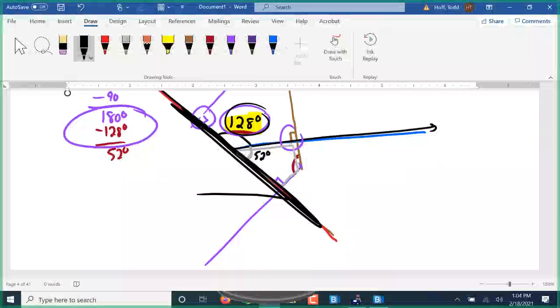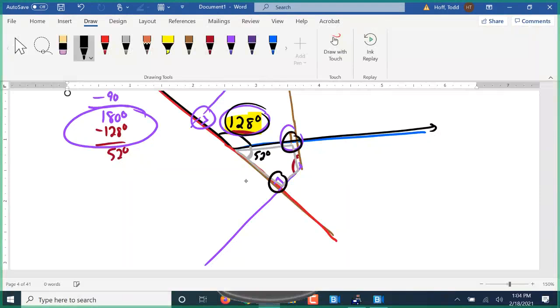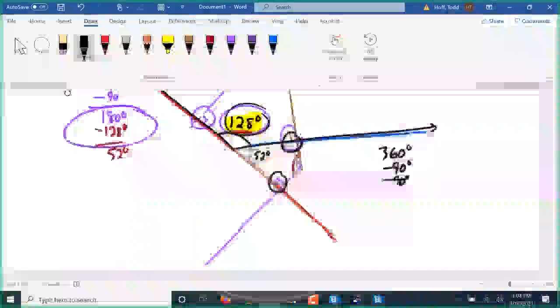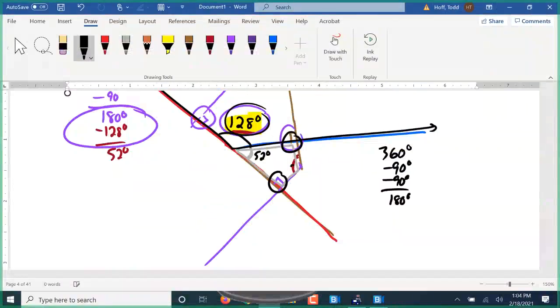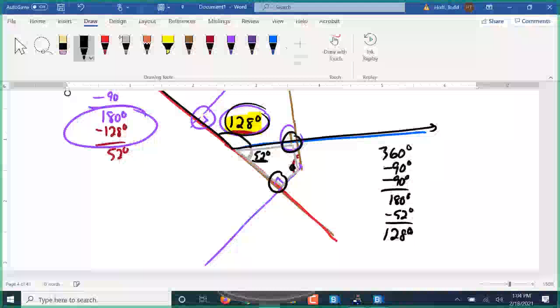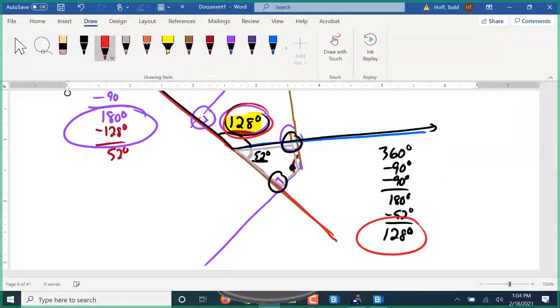Well, now for the same reasoning, I have 90 degrees here and here. I would take my 360 degrees for my four-sided figure and subtract the two 90-degree angles. I'm left with 180 degrees. This has to be supplementary to the 52, in other words, 128 degrees. Notice that is the same angle as our original angle. So once again, if we have a known angle and we have lines that are perpendicular to the sides of that known angle, the angles that are formed will either be equal to the original angle or supplements to that original angle.